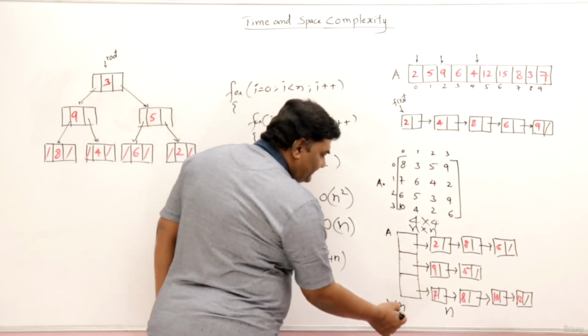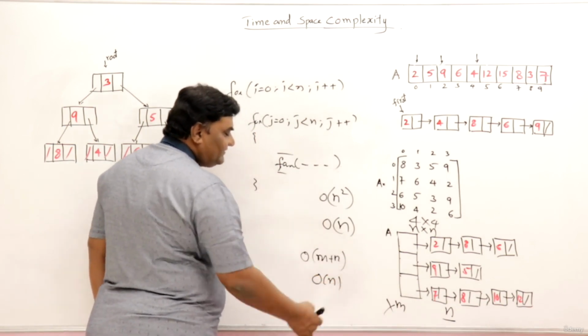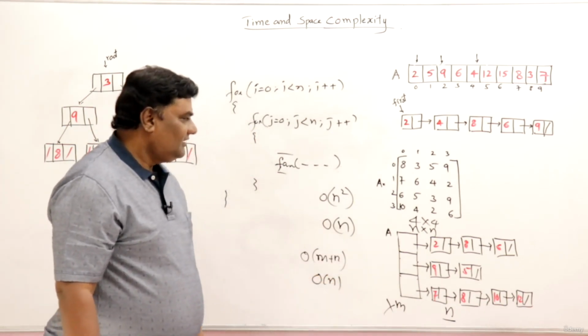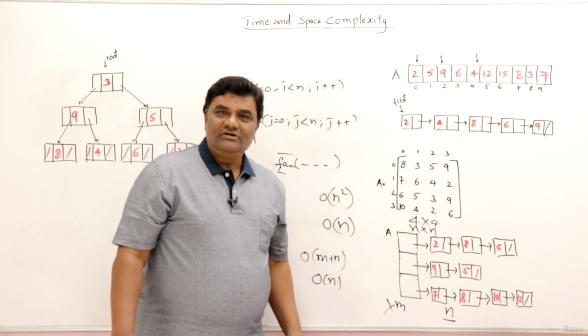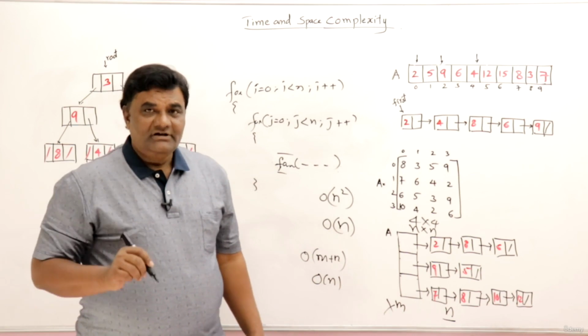If you say no, I don't want to consider this, I want to consider only the number of elements, only n elements, order of n. What does it mean by considering or not considering? I'll give you the idea. Just listen to an example.